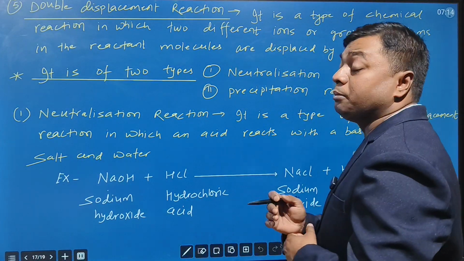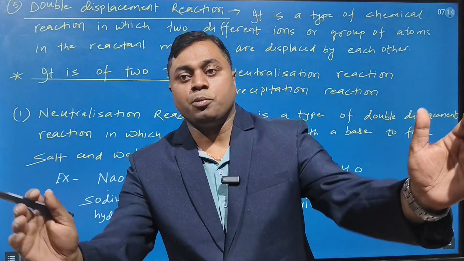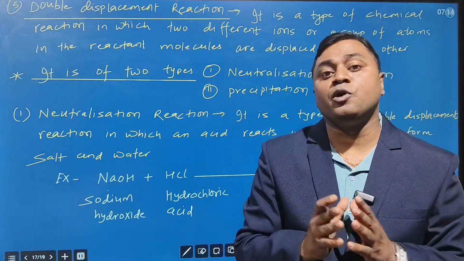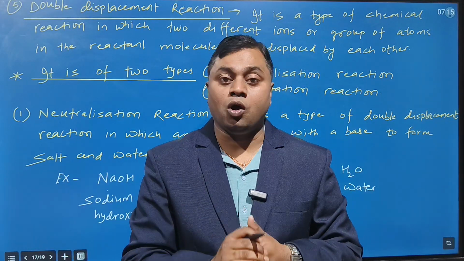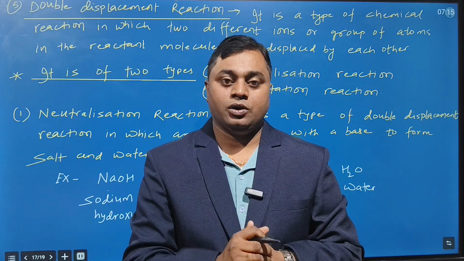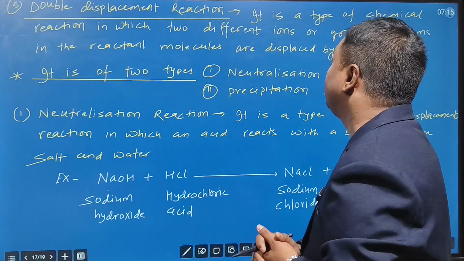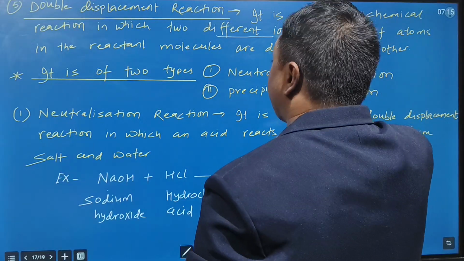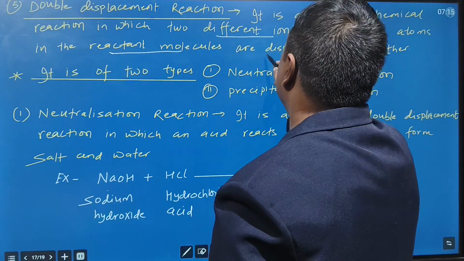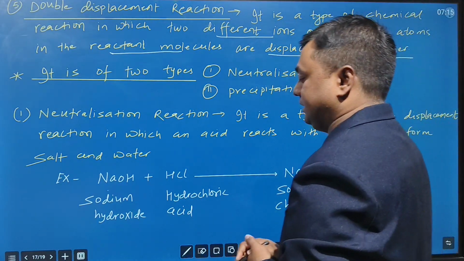Next we talk about a double displacement reaction. When we talk about double displacement reaction, it is a type of chemical reaction in which mutual exchange of ions takes place. Okay, or the definition we can write like this also: it is a type of chemical reaction in which two different ions or groups of atoms in the reactant molecules are displaced by each other.